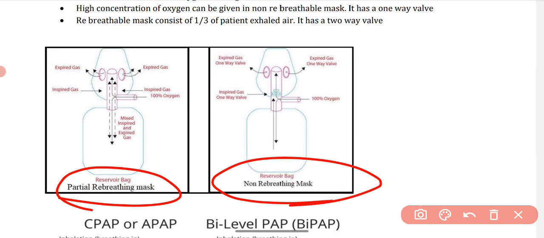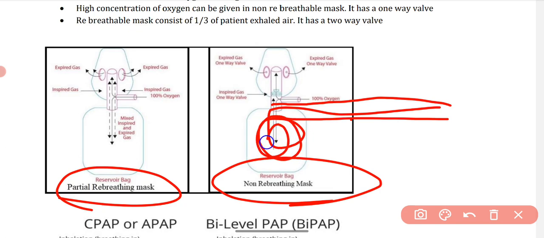In this image you can see very clearly the first one is the partial rebreathing mask and the second one is the non-rebreathing mask. In the non-rebreathing mask, the person will be inhaling only oxygen. The oxygen will go like this and be stored in the reservoir bag, and while the patient is inhaling, the one-way valve will open and the patient will take only oxygen during inspiration. This is called the non-rebreathing mask, and only one one-way valve will be present and the patient takes 100% oxygen.